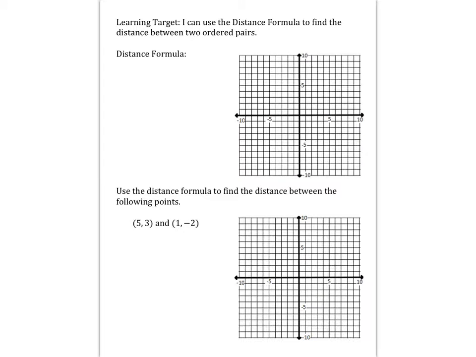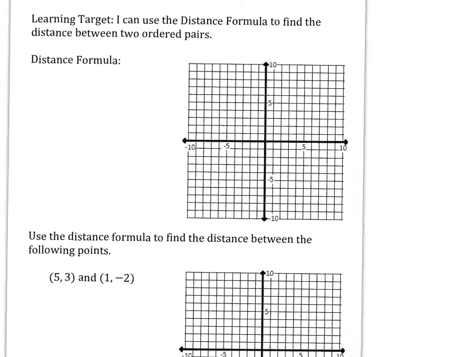Hello, and today's learning target is I can use the distance formula to find the distance between two ordered pairs. So the distance formula can help us find the distance between two pairs that are on the coordinate plane, and especially here we want to figure out the diagonal between the distance of two ordered pairs. So let's say I'm going to zoom in here, let's say we had two ordered pairs that were plotted.